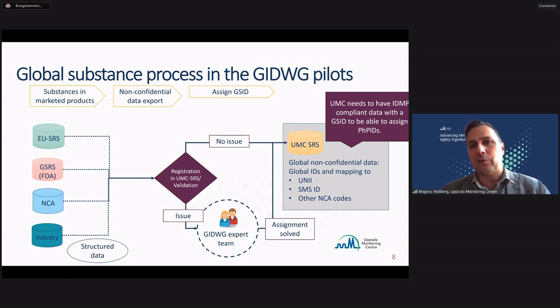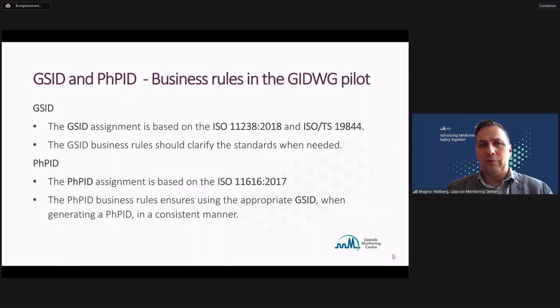So those IDs that I will show you now, I should say, are just for pilot usage, and they are not the real PhP IDs or GSIDs that will be generated. If we can generate a GSID, we just generate it and publish it, and if we have issues with it, we have a GIDWIG expert team that solves those issues and makes assignment of GSIDs for substances. We follow a number of different standards. I won't go into those, but they are here for reference.